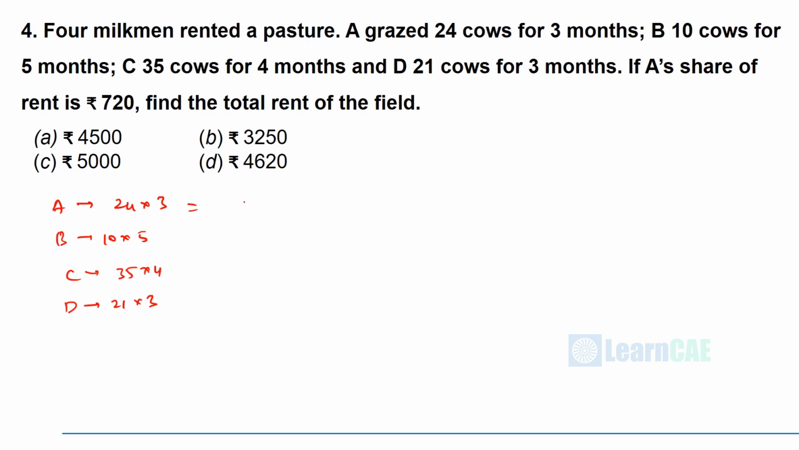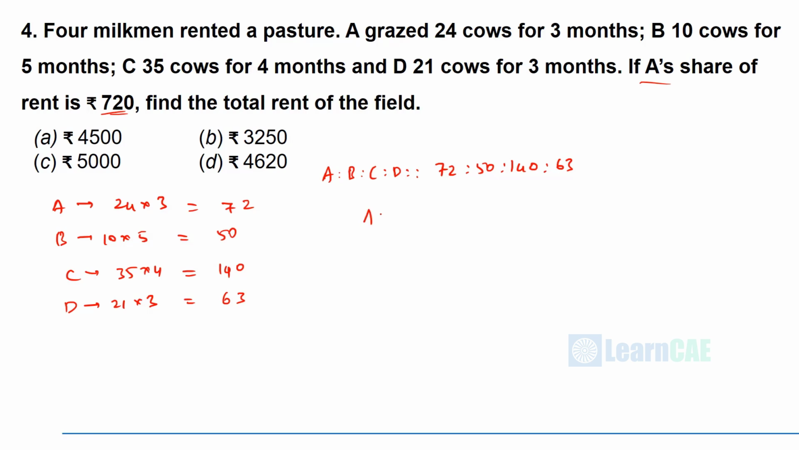So this will be 4 3s are 12, 1 2 3s are 6, 7 and this will be 50. Next is 5 4s are 20, 2 3 4s are 12, 13 14 and next is 3 6 63. So this is the ratio by which the rent should be shared. That is, A is to B is to C is to D is as 72 is to 50 is to 140 is to 63. Okay. If A's share is 720, find the total rent of the field.